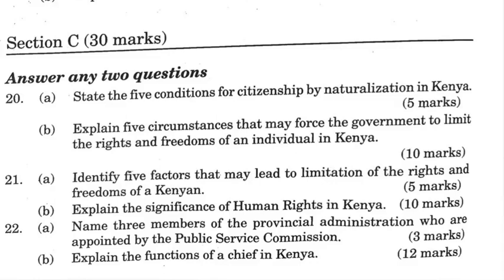Section C, 30 marks. Answer any 2 questions. 20a. State the 5 conditions for citizenship by naturalization in Kenya. 1. Age 21 years and above. 2. A legal resident of Kenya for 12 months prior to application.